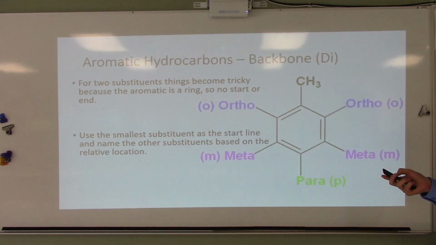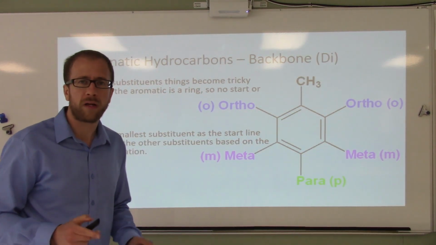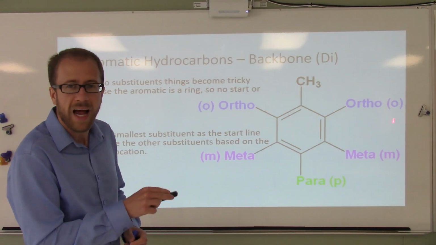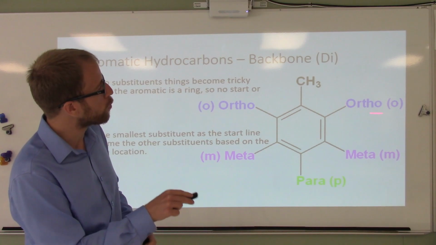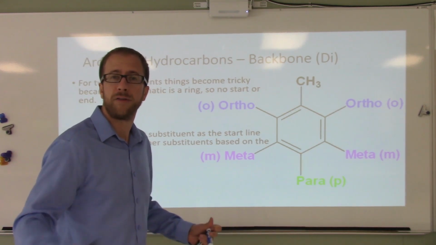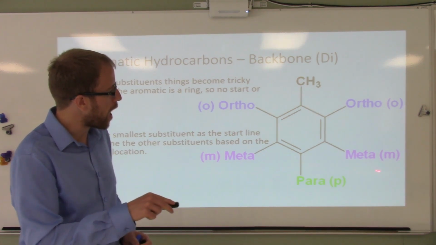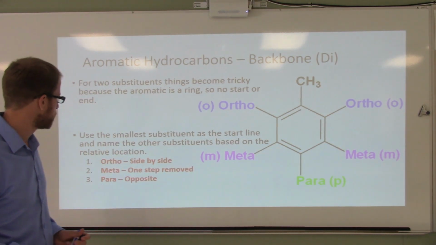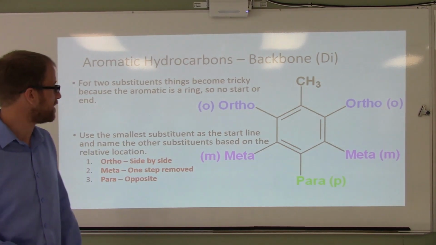Now, disubstituted are a little bit more complicated. So we do have a specific naming nomenclature when it comes to disubstituted. If you have 2 substituent groups side by side, we call this ortho. So if this was another methyl group right here, that would be ortho-dimethylbenzene, right? Or maybe it's here and here, that would be meta-dimethylbenzene, or para-dimethylbenzene. So ortho side by side, meta 1 step removed, para opposite ends.